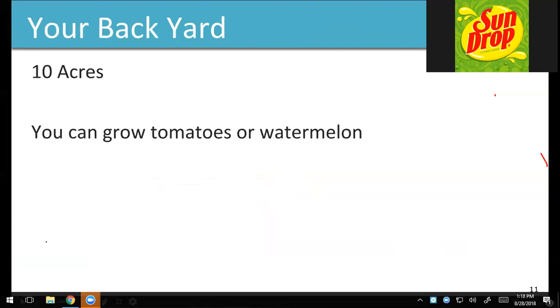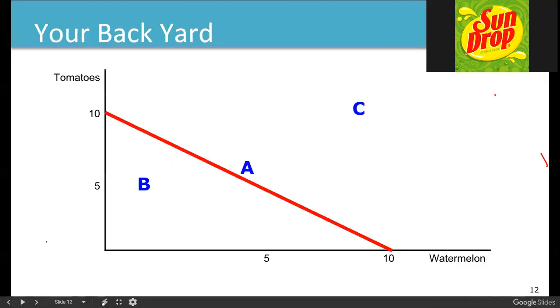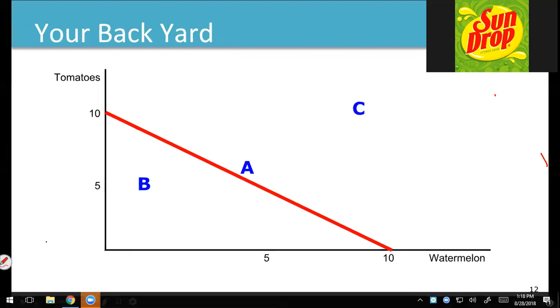Haley has 10 acres in her backyard, and she can either grow tomatoes or watermelons, and we're going to assume she can't mix the two. So she could grow 10 acres of tomatoes and no watermelons. She could grow 10 acres with watermelons and no tomatoes. She could do 5 and 5, 4 and 6, 7 and 3, 2 and 8, right? She could do any of those combinations. So what happens here is A, those are any of those points on the line. She's using all 10 of her acres.